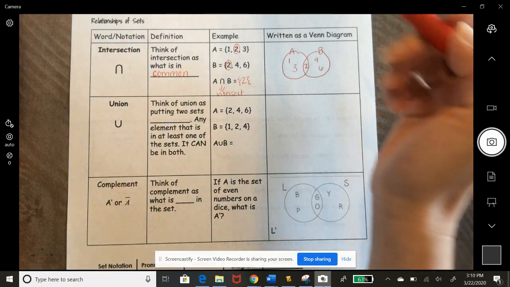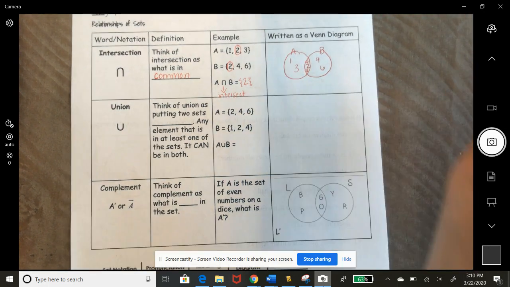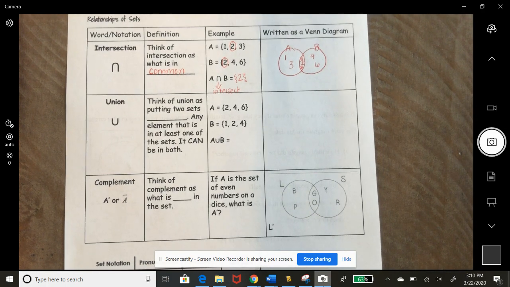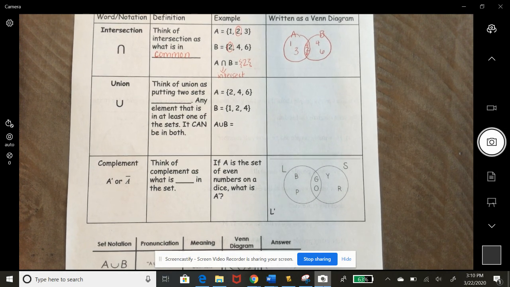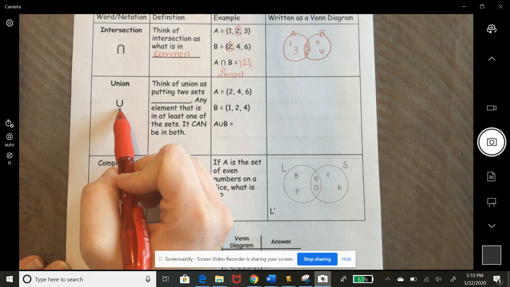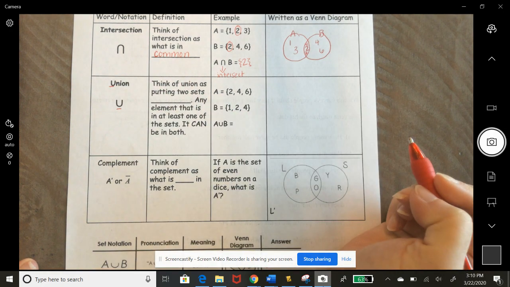Okay, so where they cross, now you can kind of see why we call it intersection: it's what's in common, what's in both sets. Okay, so that's intersection. So union is our next one. Union has a symbol that looks just like a U. That one's a lot easier to remember because it's U for union.